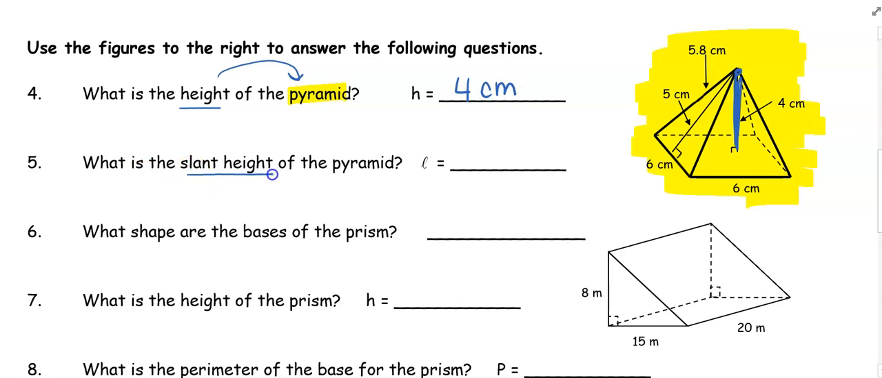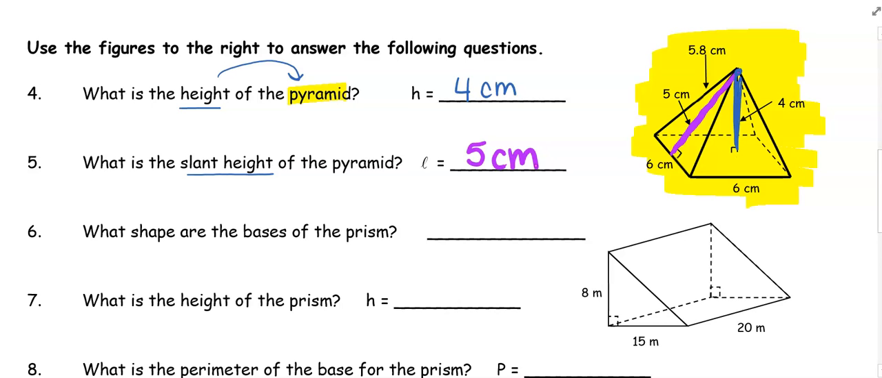What is the slant height of the pyramid? This one is a little bit more difficult because we have 2 heights that are actually slanted. We have the edge of the pyramid, which is not it, which sometimes we confuse. The slant height is the height of the triangular face of the pyramid. So that's going to be 5 centimeters.